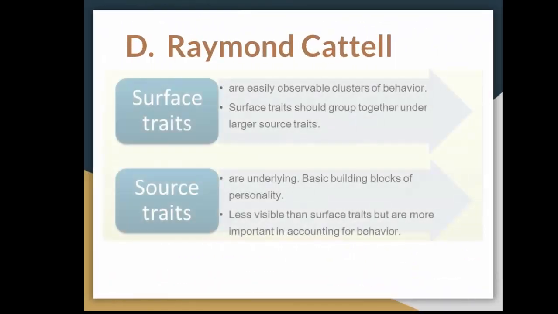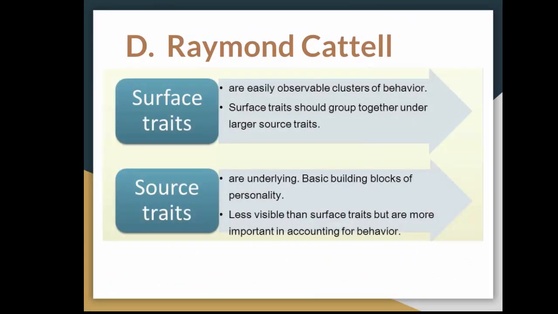The next trait theorist to come on the scene was Raymond Cattell. And he's actually probably the most popular trait theorist. We still use his personality inventory today called the 16PF, and I'll talk about that in just a minute. But he took Allport's narrowed down list of 4,500 traits, and he narrowed it down even more.